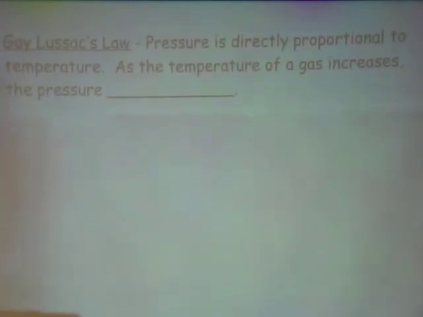Gay-Lussac. That's how you say it, Gay-Lussac. Pressure is directly proportional to temperature. Meaning, as the temperature of a gas increases, what happens to its pressure? Well, if it's directly proportional, that means as the temperature goes up, so goes the pressure. So as you increase the temperature on a gas, the pressure of that gas is also going to go up. Vice versa.